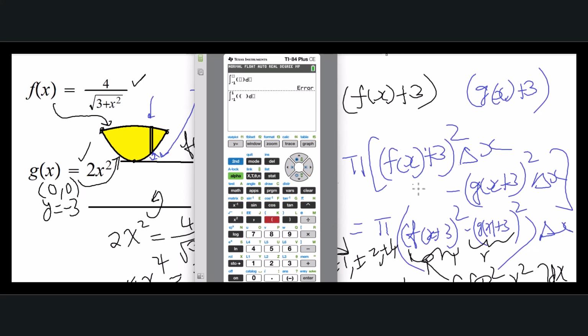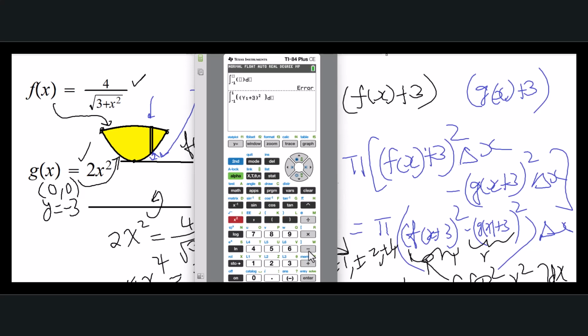Big R squared, which is f(x) plus 3. And what is our f? Our f was y1, right? So we'll go to Vars, Y-Vars, and then I'll choose y1, then plus 3, close the brackets. You get what after that?